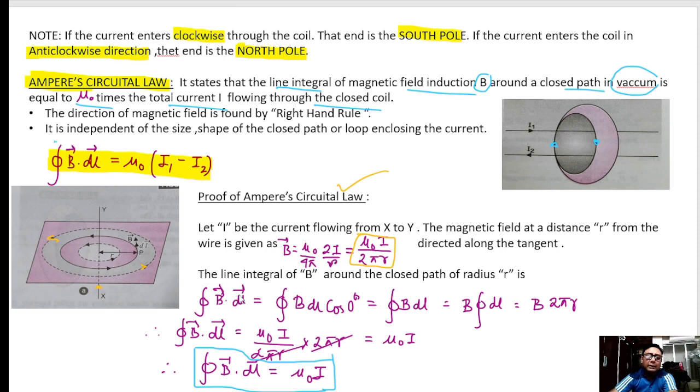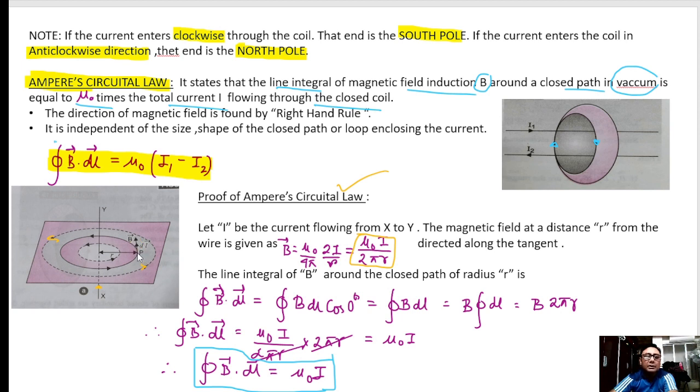Now, line integral of B dot dl. How to write it? B dot dl, dot means cos theta will come, and what is the angle? Please watch here. This is the direction of B, and this is the dl. So dl and B are in the same direction.